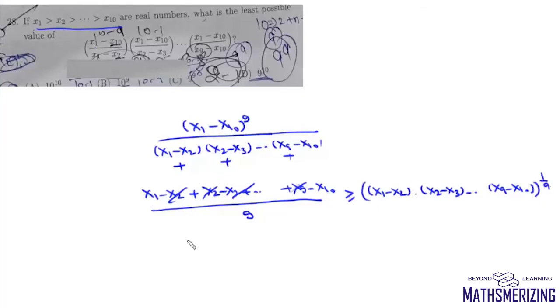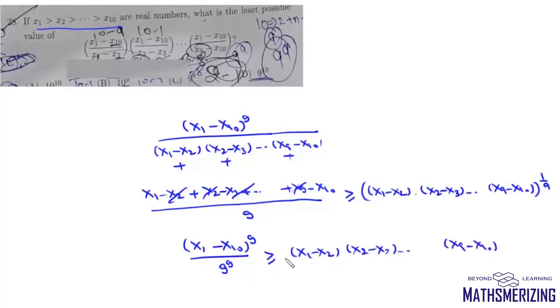Now if we take 9th power, then we can write (x1 minus x10) to the power 9 upon 9 to the power 9. It is greater than or equal to (x1 minus x2) into (x2 minus x3) up to (x9 minus x10). Now we rearrange this expression, it will always be greater than or equal to 9 to the power 9. So the least possible value is 9 to the power 9, and that's your option C.